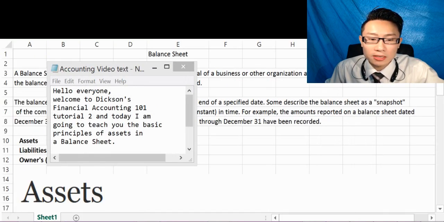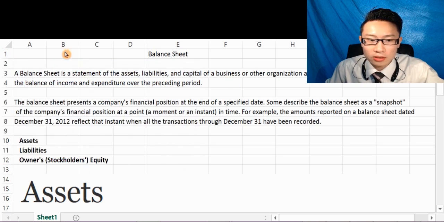And today I'm going to teach you the basic principle of assets in the balance sheet. So I would like to give you the definition of a balance sheet. A balance sheet is a statement of the assets, liabilities, and capital of a business or other organization at a particular point in time, detailing the balance of income expenditure over the preceding period.